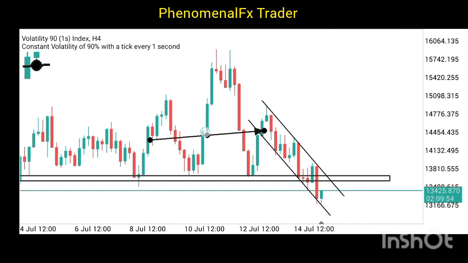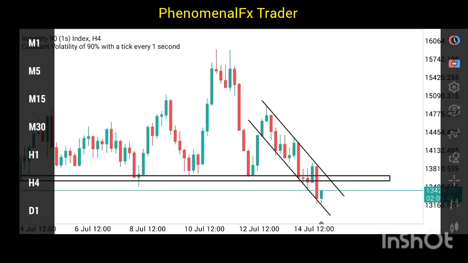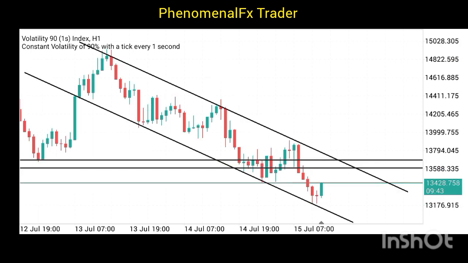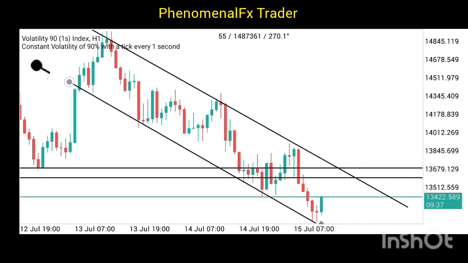Now you can see this structure we have here. If we go down to the 1-hourly time frame, you see that structure better. Let's go to the 1-hourly time frame. See the structure here, guys. The market is selling. It's a strong downtrend on the 1-hourly time frame.